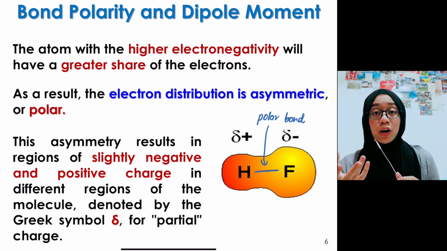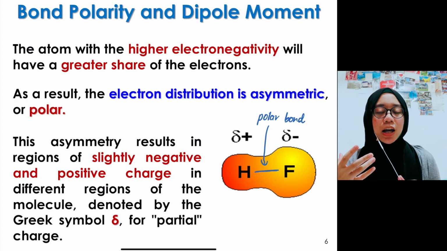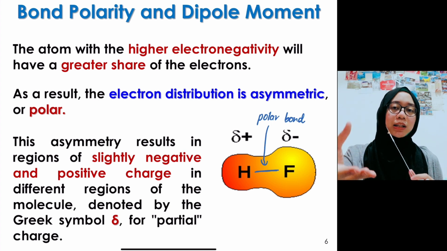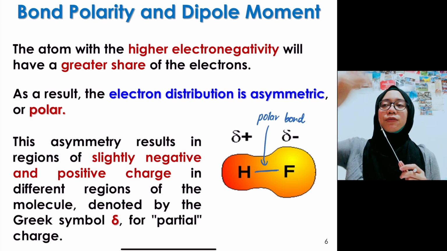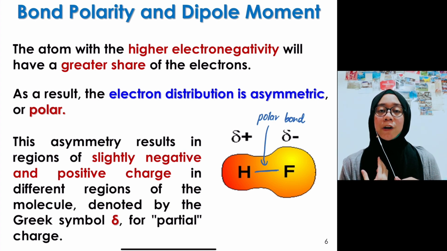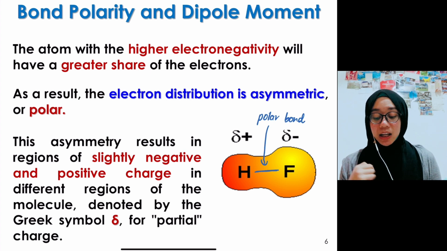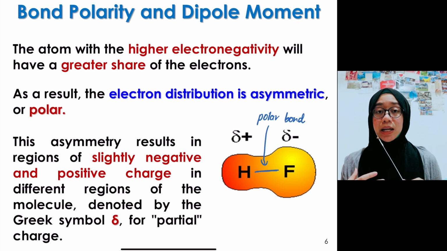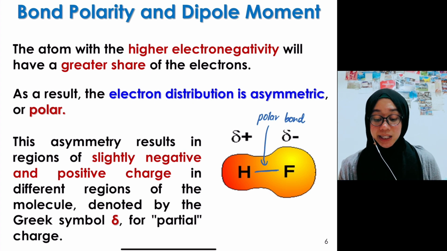Because covalent bond, dia share elektron kan. Dia bukannya pasal transfer of elektron. So kalau kita transfer elektron, kalau satu atom donate elektron dia terus dapat positive charge kan. Tapi kalau dia gain elektron, dia terus dapat negative charge. Tapi in this case class, this is not about transfer electron, donate ataupun accept. No, this is about sharing electron.